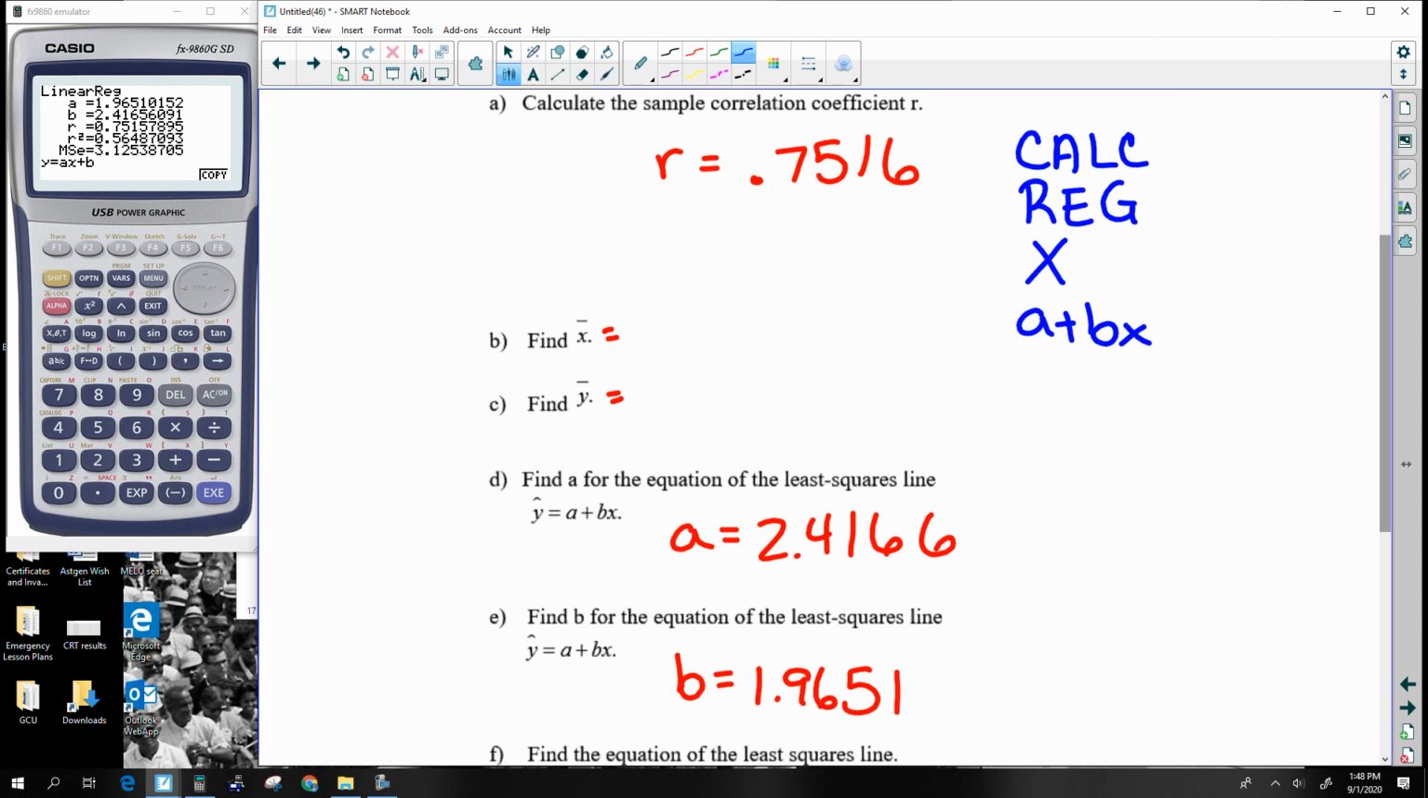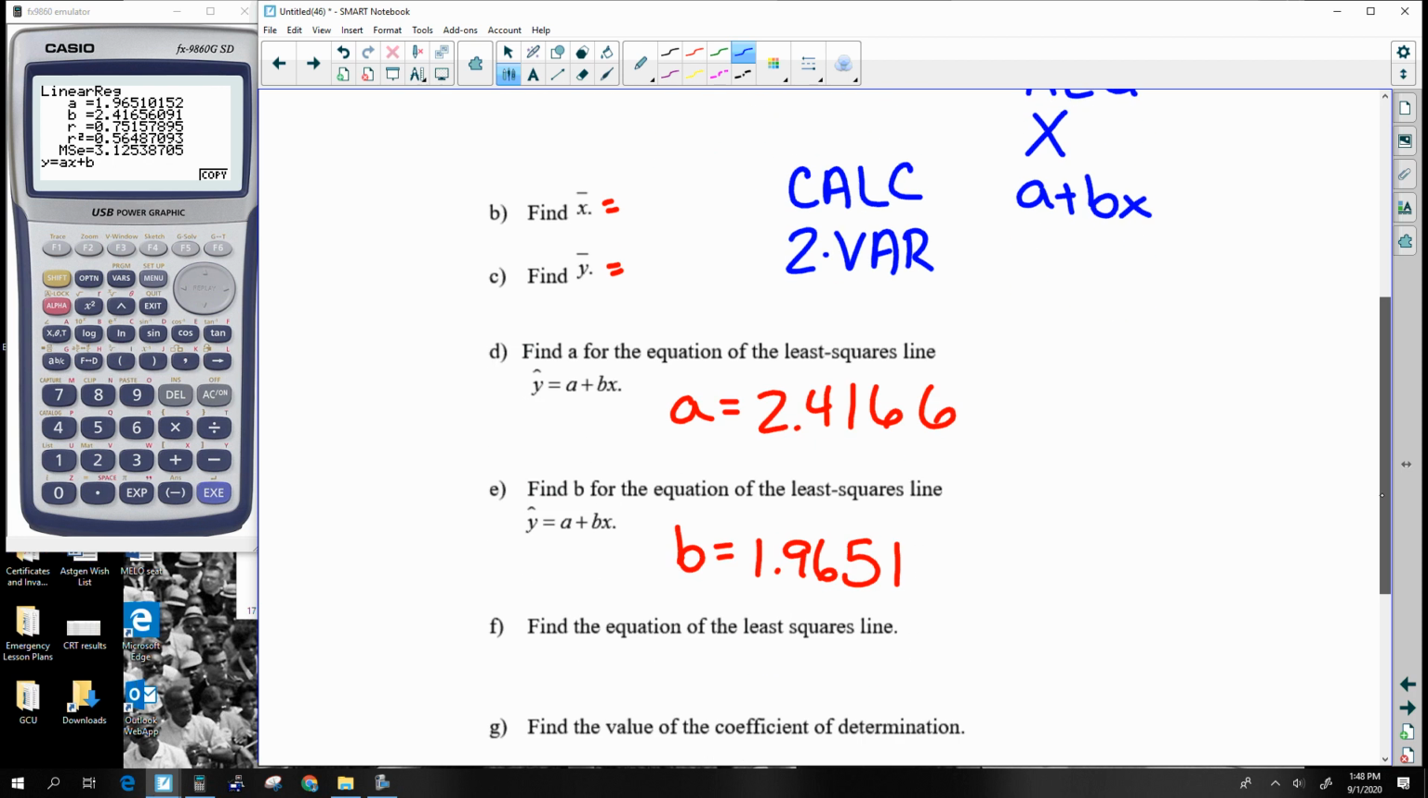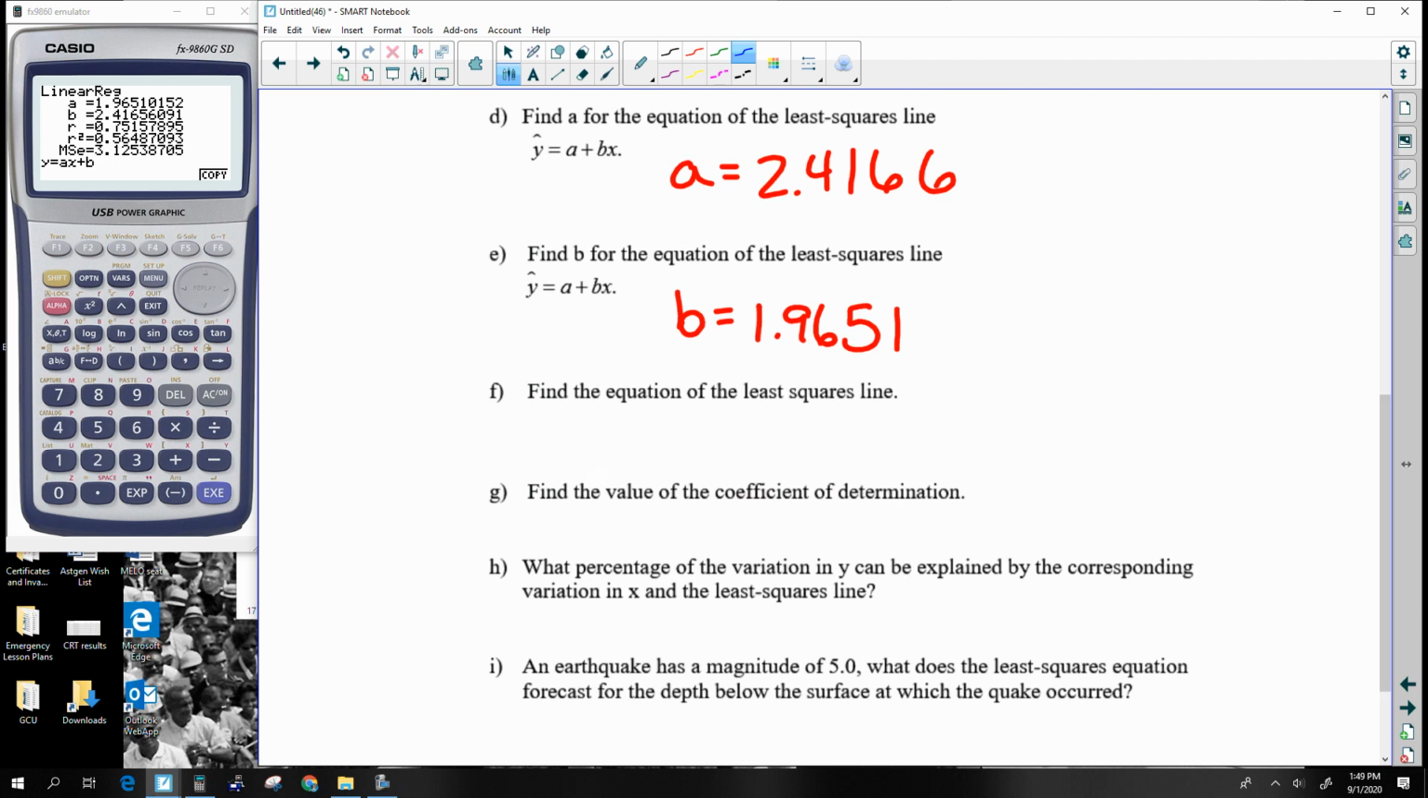Where I'm going to find this x bar and y bar, again, they're just averages. You can pretty much find them yourself. But a way that you can find them is you can go calc, and then 2var, and then scroll down through that screen and you'll find those answers. And I'll do that in just a moment. Anyways, I get my a and my b, and thus the equation is y hat is equal to a plus bx.